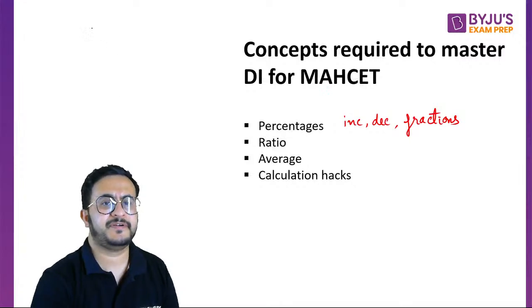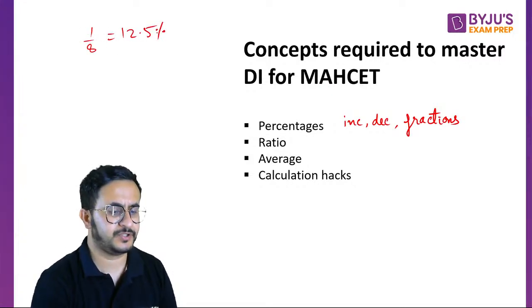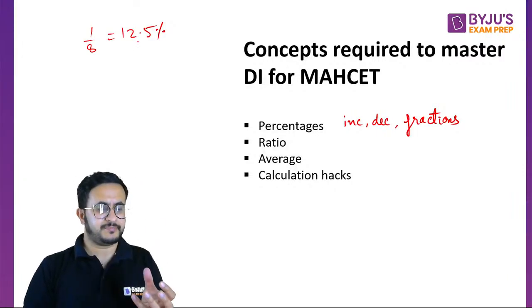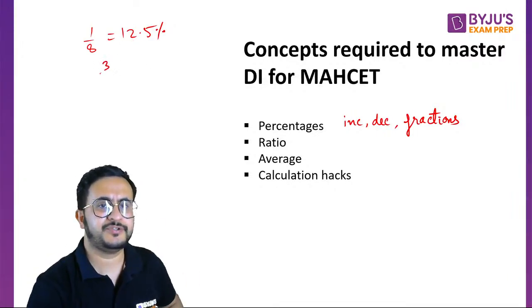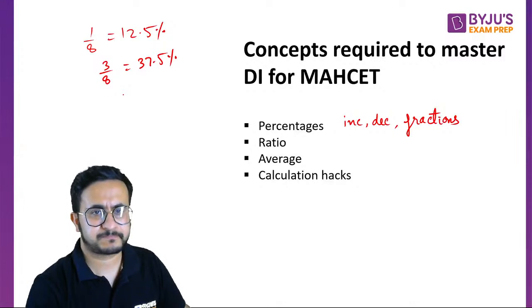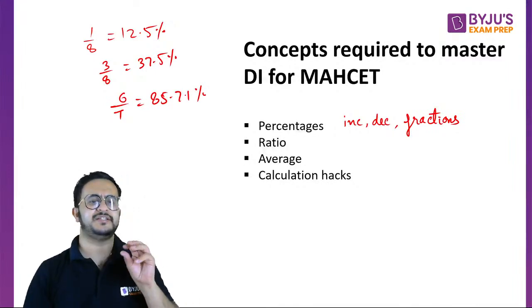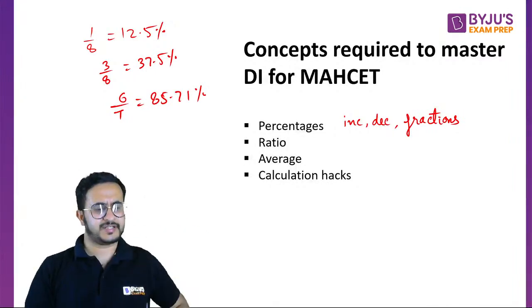For example, if I say 1 by 8, you should be able to recall that it is just 12.5%. You should not be calculating such numbers. So 3 by 8, it should immediately come to your mind: 37.5%. If it is, let us say, 6 by 7, so 85.71%. Those kinds of conversions of fractions and percentages should be crystal clear to you.